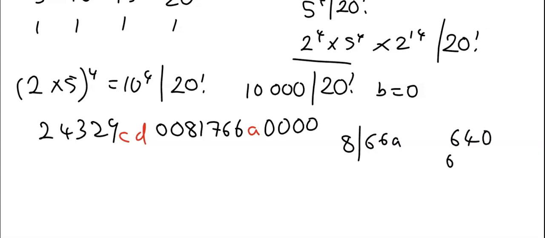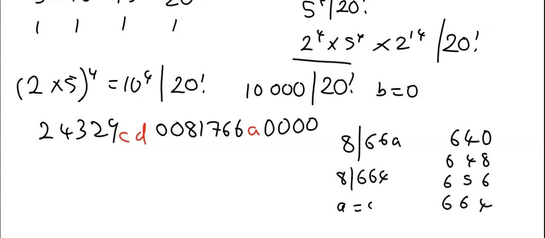If we consider the fact that 8 divides 640, 648, 656, 664, adding 8 each time, 8 divides 664, so A equals 4.